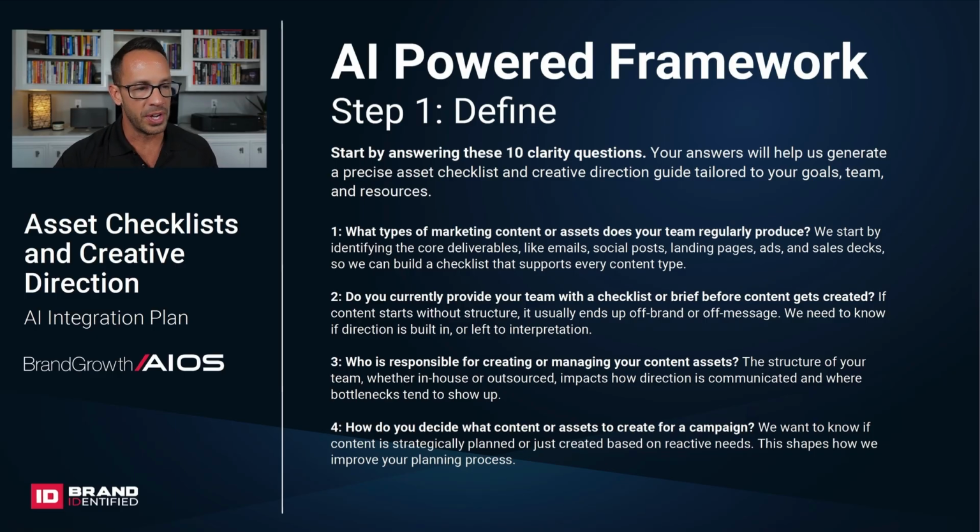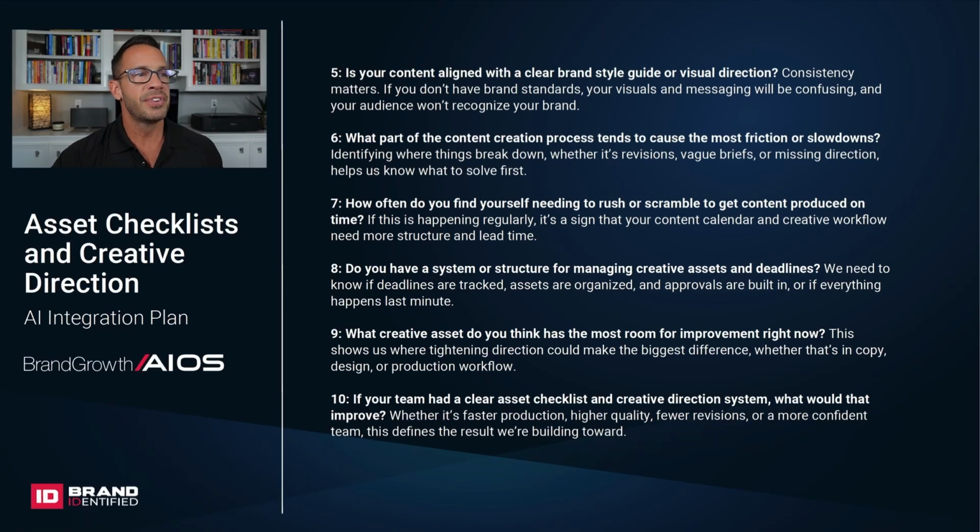Question number 4, how do you decide what content or assets to create for a campaign? We want to know if your content is strategically planned or just created based on reactive needs. This shapes how we improve your entire planning process. Question number 5, is your content aligned with a clear brand style guide or visual direction? Consistency matters. If you don't have brand standards, your visuals and your messaging will be confusing and your audience won't recognize your brand.